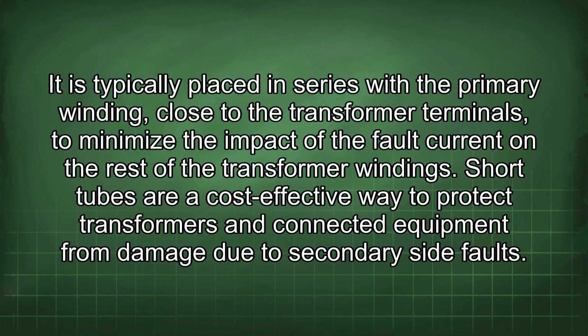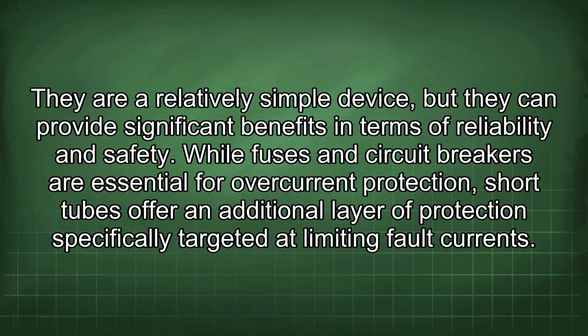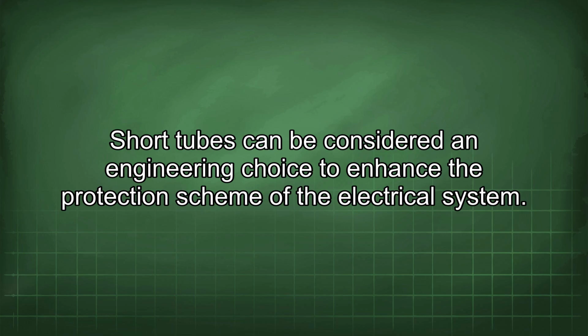Short tubes are a cost-effective way to protect transformers and connected equipment from damage due to secondary side faults. They are a relatively simple device, but they can provide significant benefits in terms of reliability and safety. While fuses and circuit breakers are essential for overcurrent protection, short tubes offer an additional layer of protection specifically targeted at limiting fault currents. Short tubes can be considered an engineering choice to enhance the protection scheme of the electrical system.